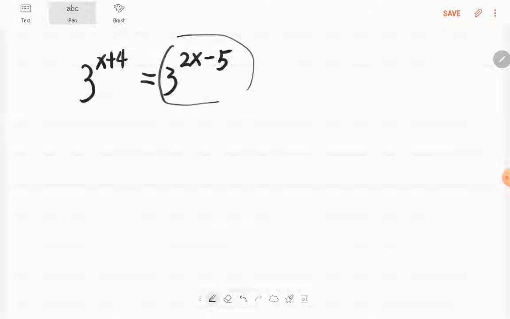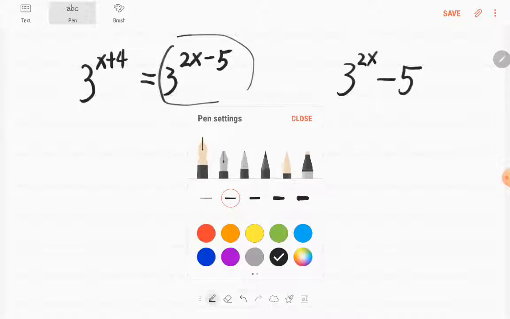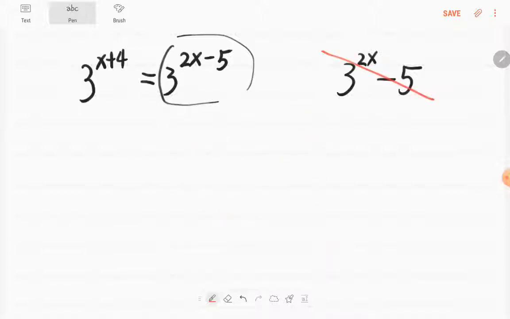3 to the x plus 4 equals 3 to the 2x minus 5. Okay, so here you should be careful, okay? And this one is not 3 to the 2x minus 5. They are different, okay? So we always have students make this kind of mistake.